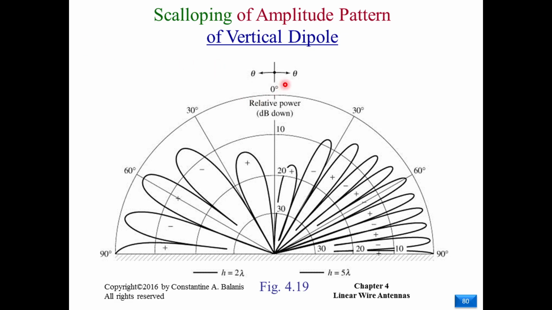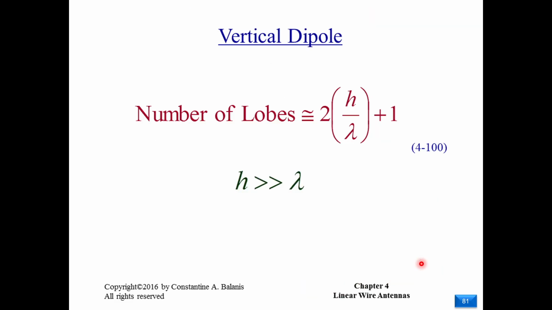So if we have an antenna at a higher height from the perfect conducting plane, we'll have many loops. If h equals 2 lambda, we'll have many loops. If h equals 5 lambda, we have that many loops, and some people calculated the number of loops and came up with this approximate expression.